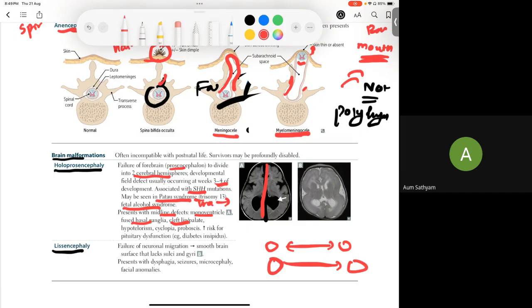What is cyclopia? In cyclopia, the individual is going to have a single eye, one eye. Okay, a single eye.